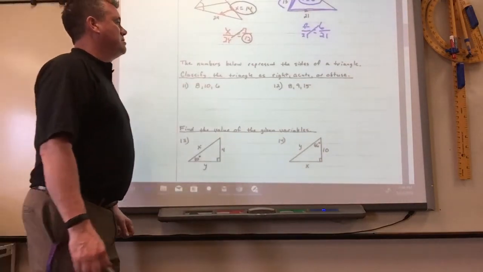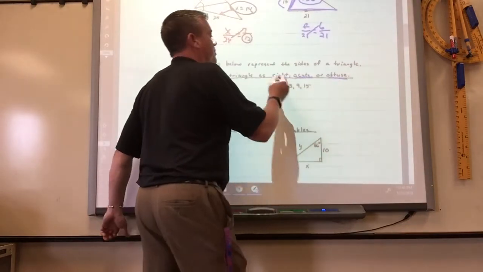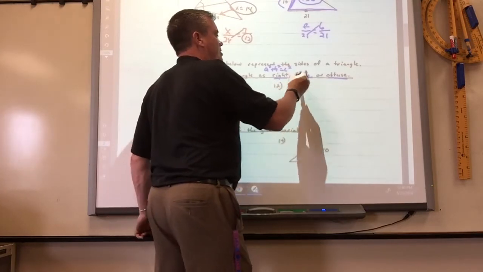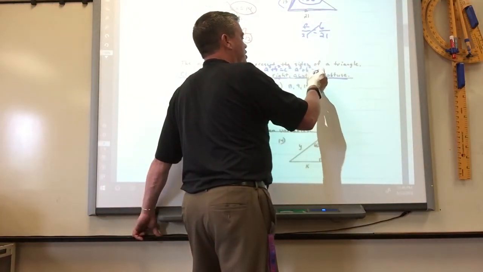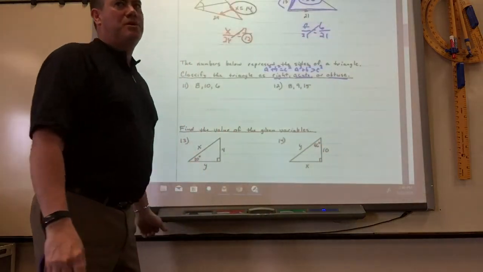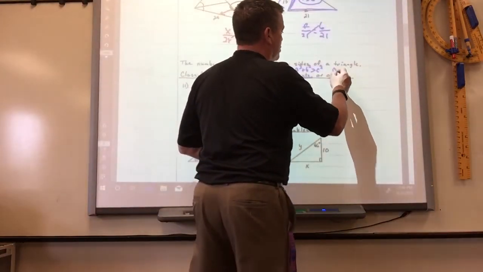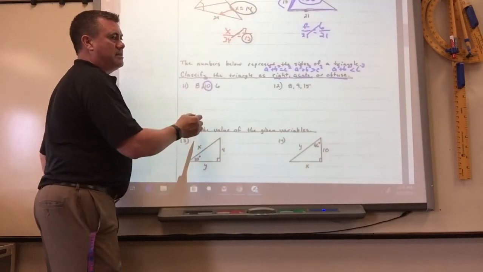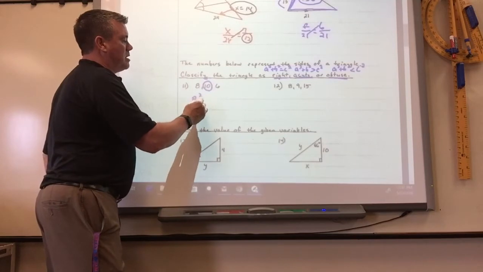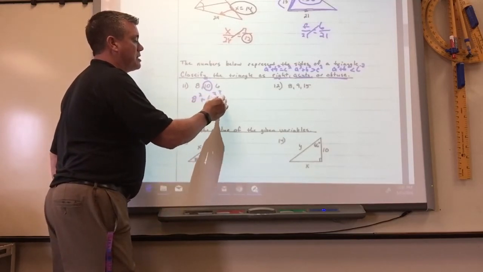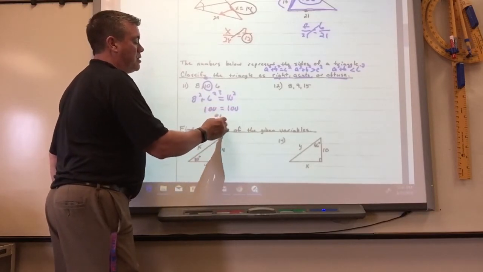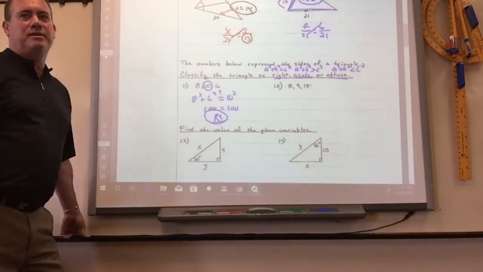Classifying triangles as right, acute, or obtuse. If it's a right, a squared plus b squared is going to equal c squared. If it's acute, a squared plus b squared is greater than c squared. It's kind of backwards than what you would think. And obtuse, a squared plus b squared is less than c squared. So remember, c is always the longest side. So if you figure this out, 8 squared plus 6 squared, how does it compare to 10 squared? They're equal. So since they're equal, that's a right triangle. 6, 8, 10, common right triangle.